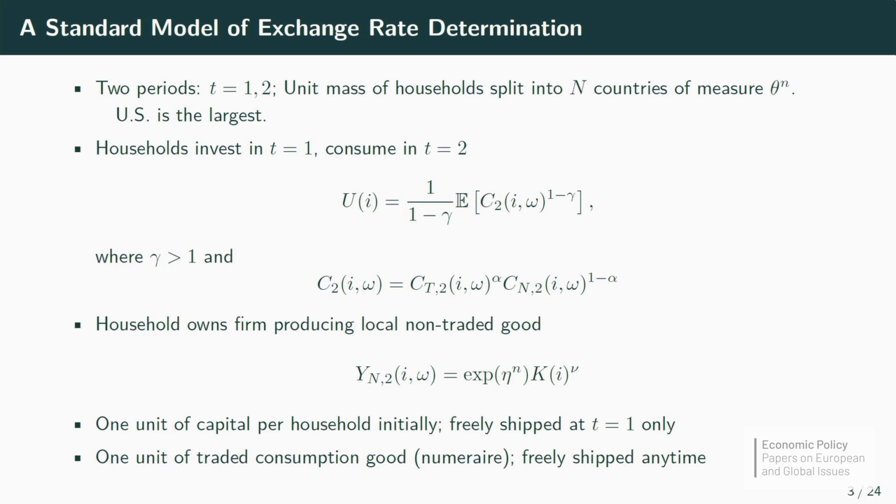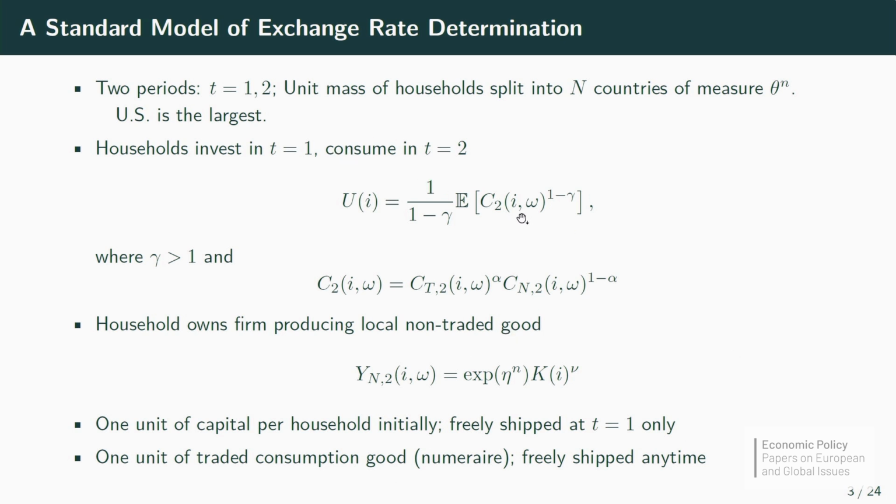To start off our analysis, for the next 4 slides or so, I'm going to present a model that forms the backbone of our analysis. It's a pretty standard model of exchange rate determination, and I'll lead you through the intuition of how it works. It's a static model with 2 periods, t equals 1 and 2. There's a unit mass of households, split into n different countries. Countries differ by how large they are. Theta n is a measure of how large countries are, and the U.S. is special because it's the largest economy in the world. Households invest in the first period and consume in the second period.